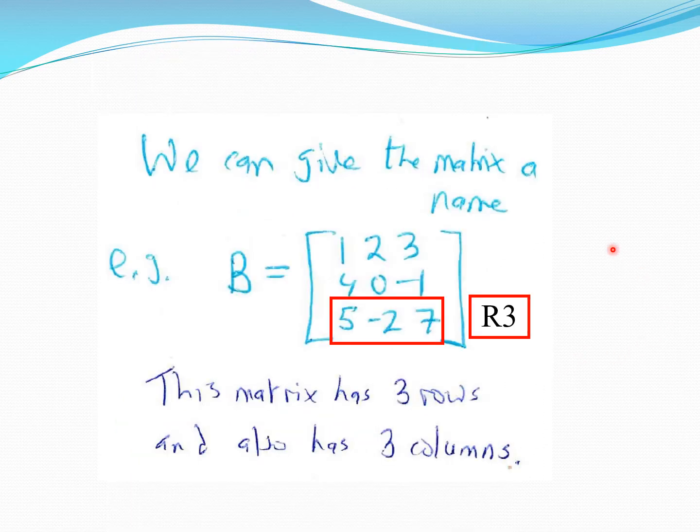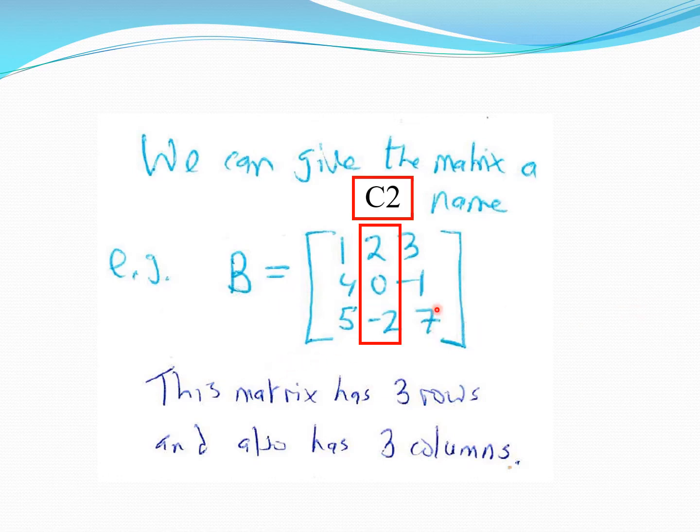We can also give the matrix a name, very simple, like a letter. So for example, B equals this matrix, and this matrix has got 3 rows, and there's row 3 shown there in the box. It's also got 3 columns, and there's column 2 shown in that box there.